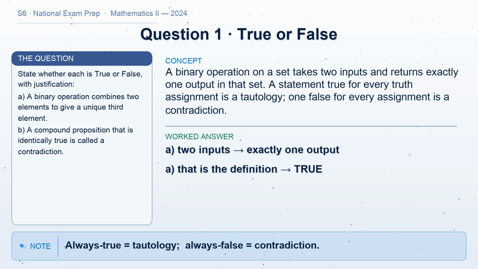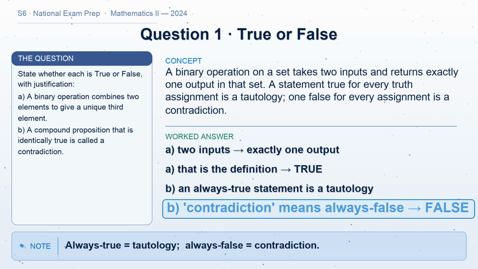Part B says a compound proposition that is always true is called a contradiction. That is the wrong name. A statement true for every truth value is a tautology. A contradiction is one that is always false. So part B is false.